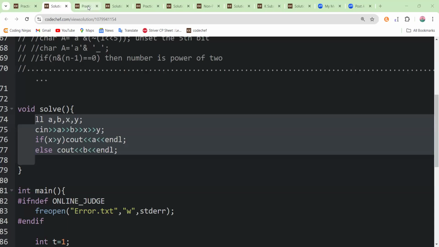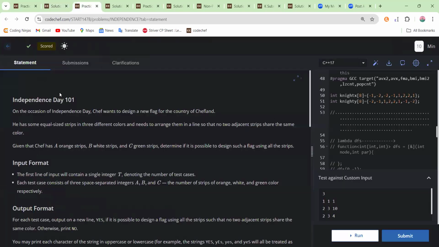Next. Okay. So the next question is Independence Day 101. On the occasion of Independence Day, Chef wants to design a new flag for the country of Chefland. He has some equal sized strips in 3 different colors and needs to arrange them in a line so that no 2 adjacent strips share the same color. Given that Chef has A orange strips, B white strips, and C green strips, you need to determine if it is possible to design such a flag using all the strips.